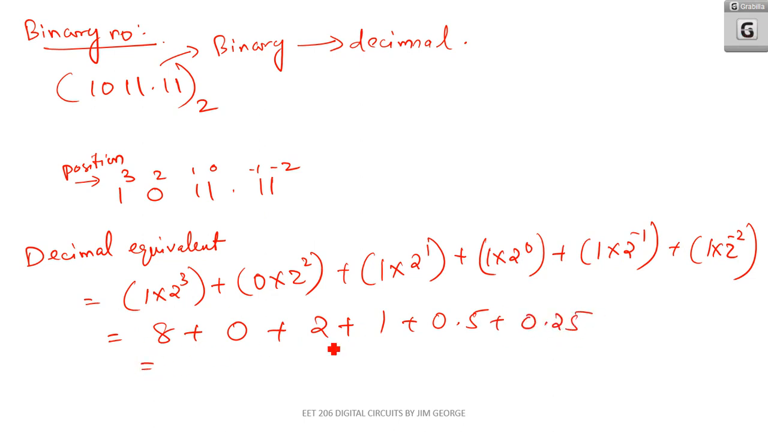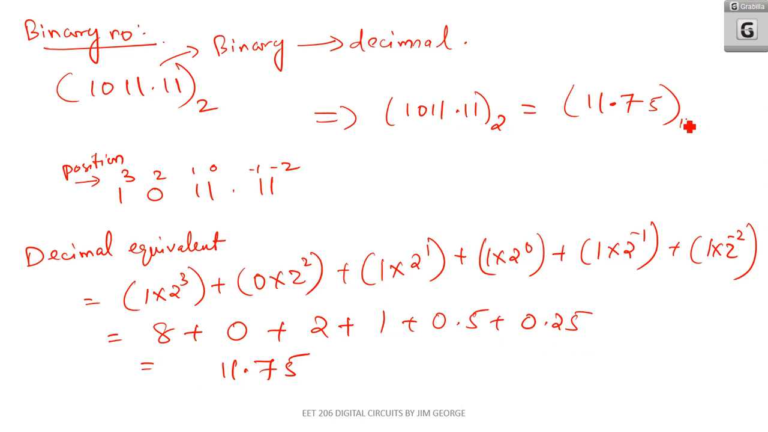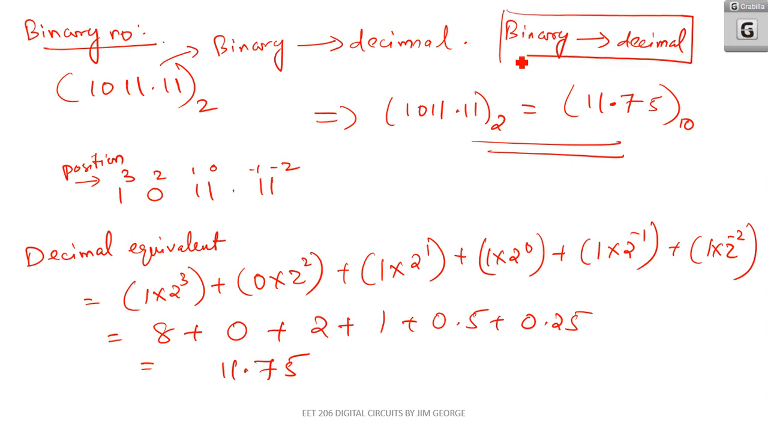So what is the answer? 8 plus 2, 10 plus 1, 11 plus 0.5 plus 0.25 is 0.75. So answer is 11.75. So I can write it as 1011.11 to the base 2 is similar to 11.75 to the base 10. So here I have explained about binary to decimal conversion. Hope you have got it.